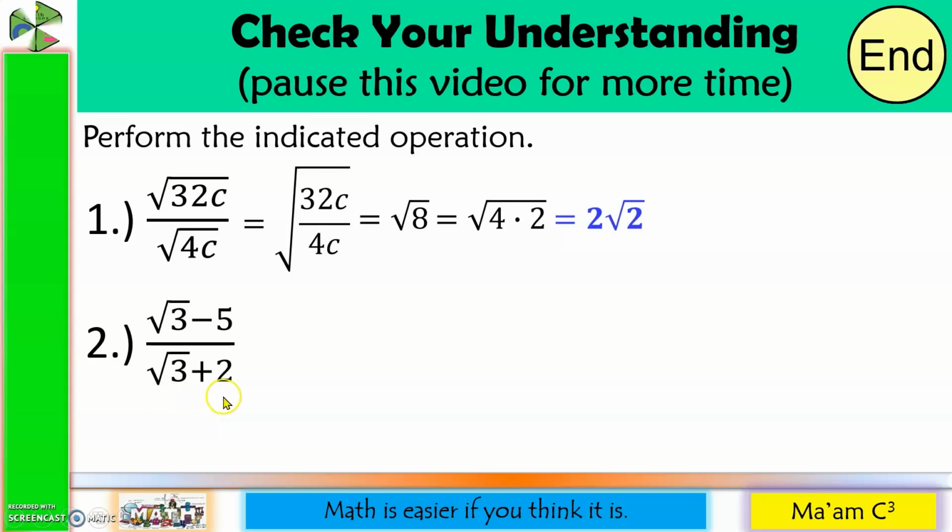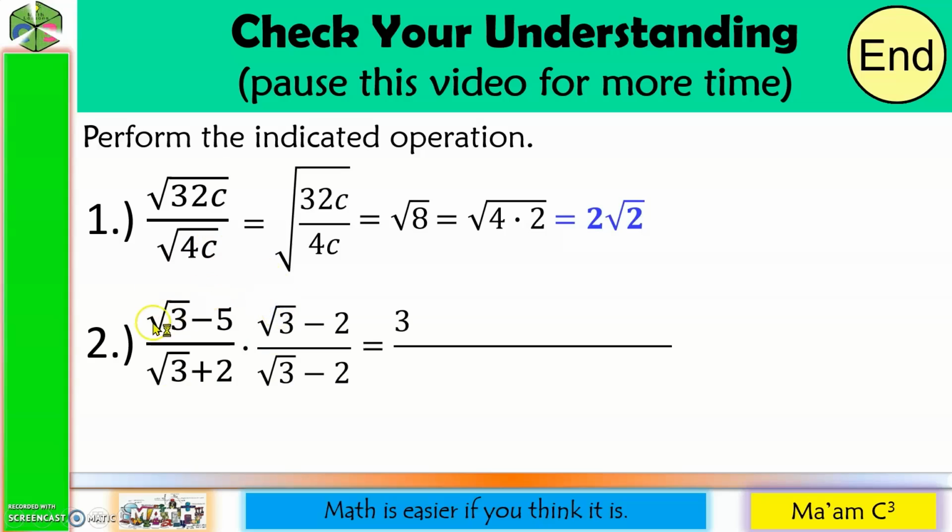Next, the conjugate of this is square root of 3 minus 2. FOIL method, square root of 3 times square root of 3 is 3. Square root of 3 times negative 2 is negative 2 square root of 3. Negative 5 times square root of 3 is negative 5 square root of 3. Negative 5 times negative 2 is positive 10.